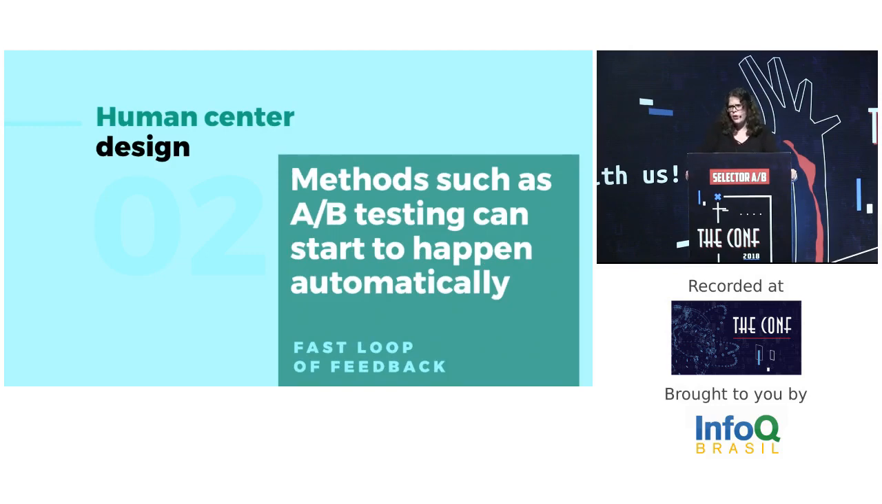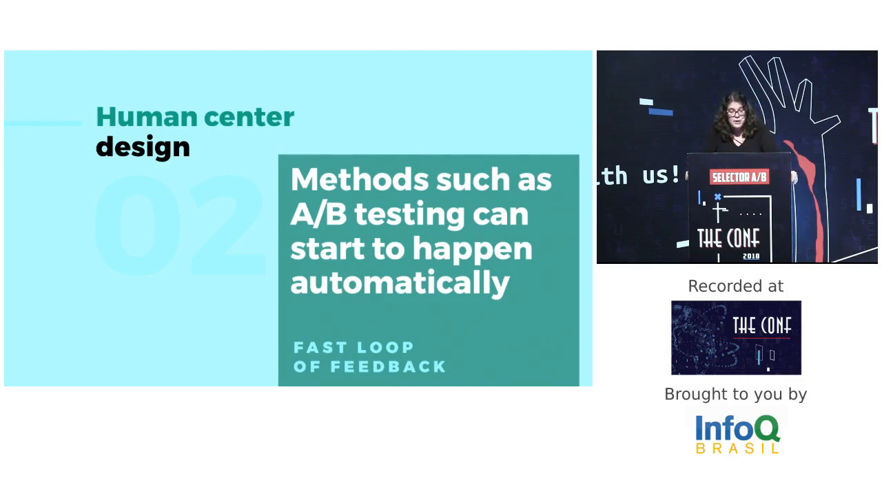The other thing that I want to talk to you about is human-centered design, and now about a fast loop of feedback. For example, methods such as A/B testing can start to happen automatically, and probably I will lose my job, because methods such as A/B testing can start happening automatically without human mediation. Machines will be able to identify potential areas of optimization in the product, because now I do that. I try to understand that on the computer, analyze the data, but probably machine learning will do that better than me.